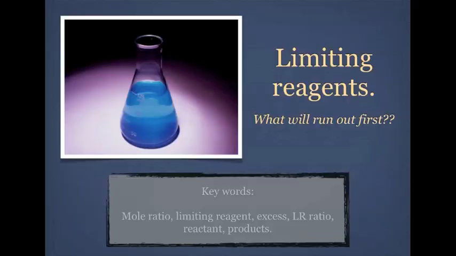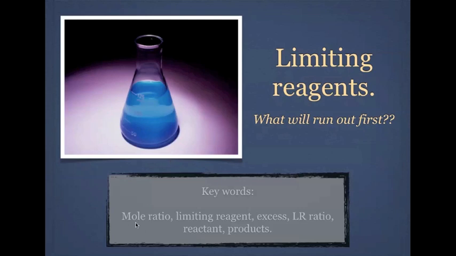Alright, here is your video about limiting reagents, and it's about stoichiometry as well, so it's very, very similar to what we've been doing, and it's about finding out how much product you're going to get when you mix two different reactants together. We've got a few key words we want you to understand, and then we'll get into the nuts and bolts of what it's all about anyway. So let's have a look at this.